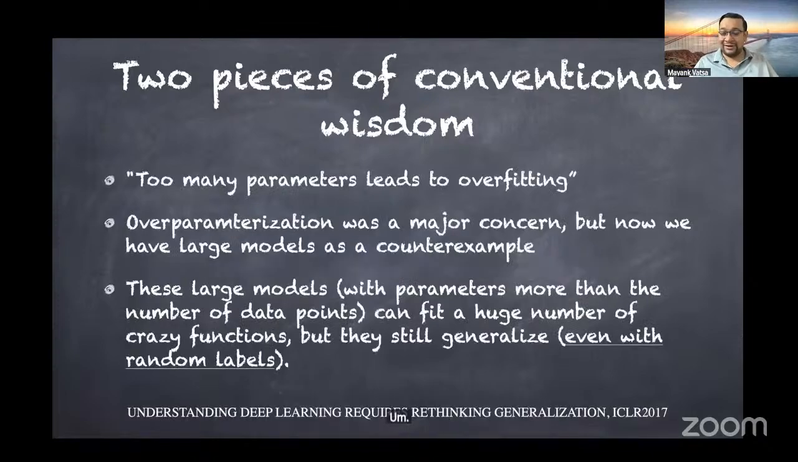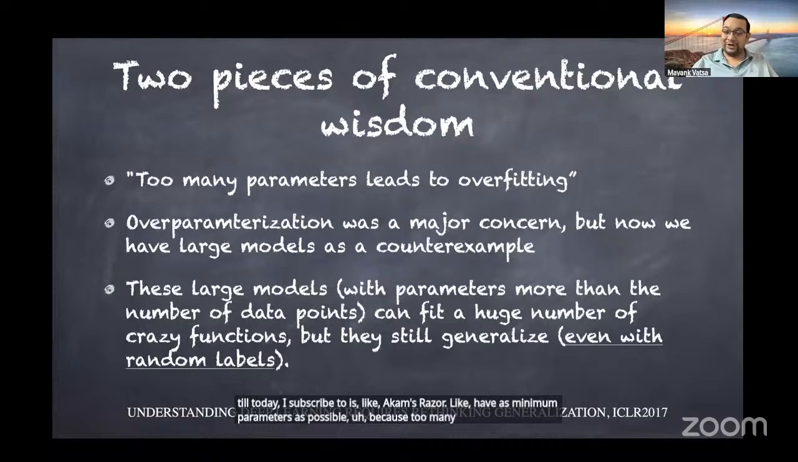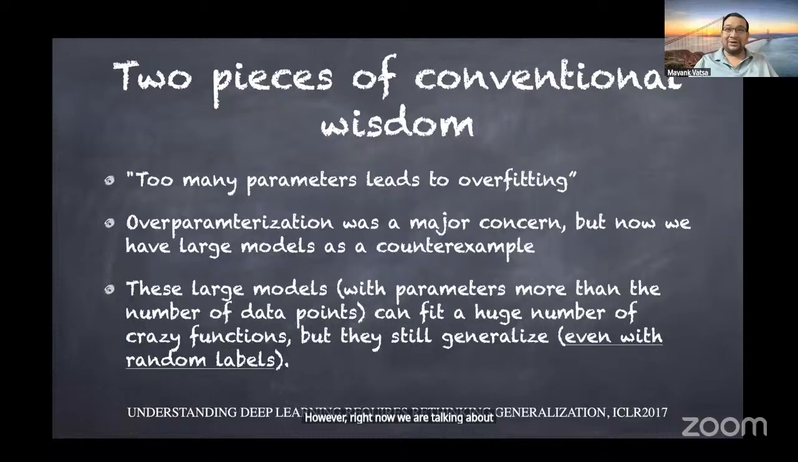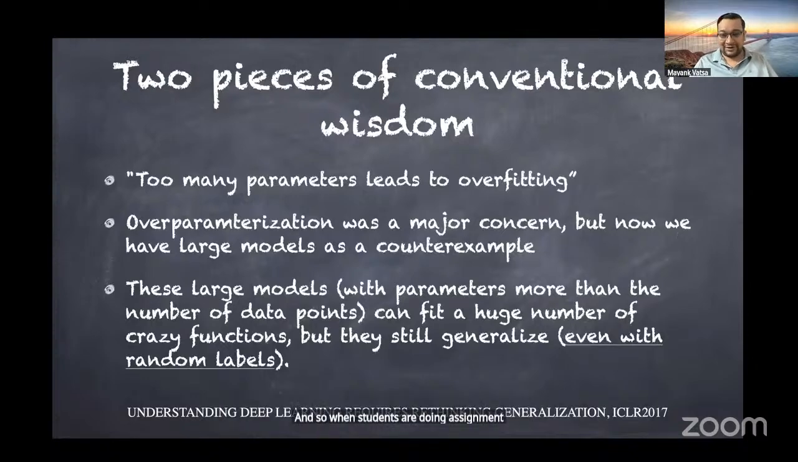And the second conventional wisdom, which we were taught, and even till today I subscribe to, is Occam's razor: have as few parameters as possible, because too many parameters would lead to overfitting. However, right now we are talking about 5 billion, 7 billion, or even 300 billion and 700 billion parameter models. And so even students are doing assignments with 7 billion parameters in my foundation model course, right?